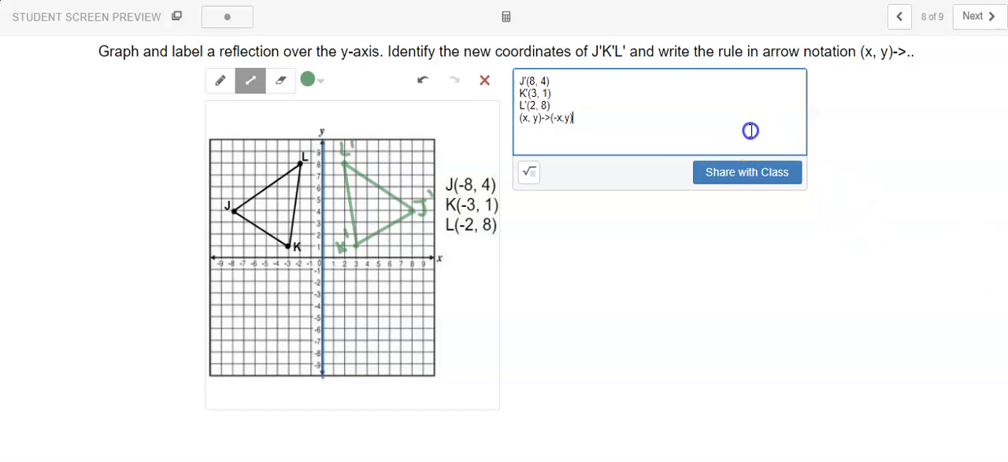So remember, when you're doing reflections, whatever you reflect over that axis, that value stays the same, and the other value switches to the opposite, which we notate just by putting it negative. So even though it went from negative to positive, it is switching to the opposite.